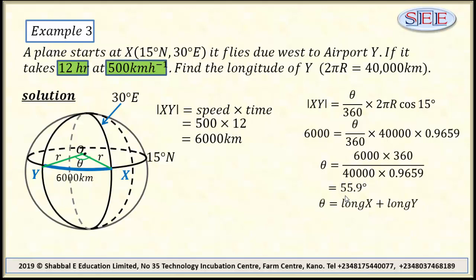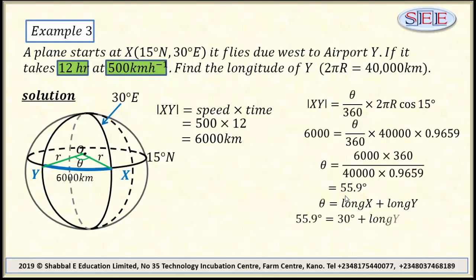theta will now be equal to longitude X plus longitude Y. If the value of theta is smaller than 30 degrees, meaning the longitude of X, what you need to do there is to subtract to get theta. But as the value of theta, 55.9, is bigger than the longitude of X, which is 30 degrees east, what we need to do to get that theta is to add. Remember, we add if the two are in the opposite direction, but we subtract if the two are in the same direction.